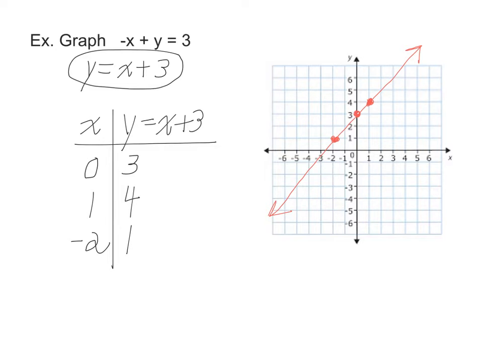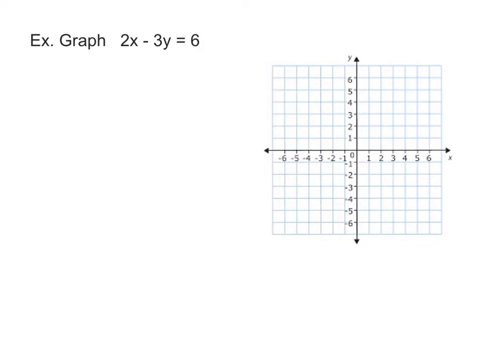This method is just called using a table of values. It requires y to be by itself. That's the only flaw. We're going to do the same thing, but this time I'm going to use a different technique. I'm going to use the intercepts. Intercepts are places where it crosses the x or y axis. When doing this, you only need to have 2 points. One place where it crosses the x and the other place where it crosses the y.